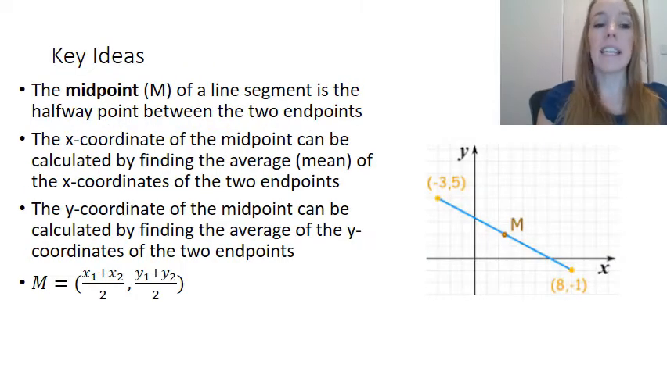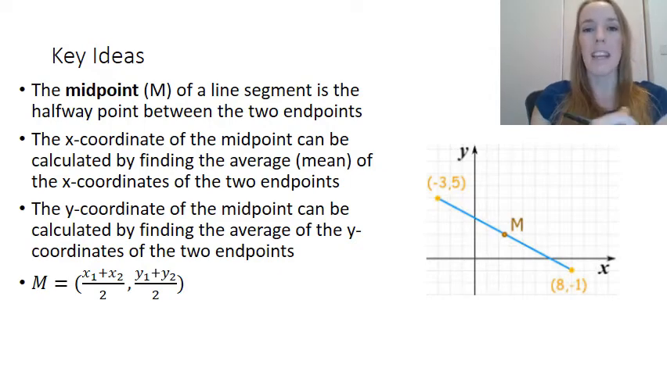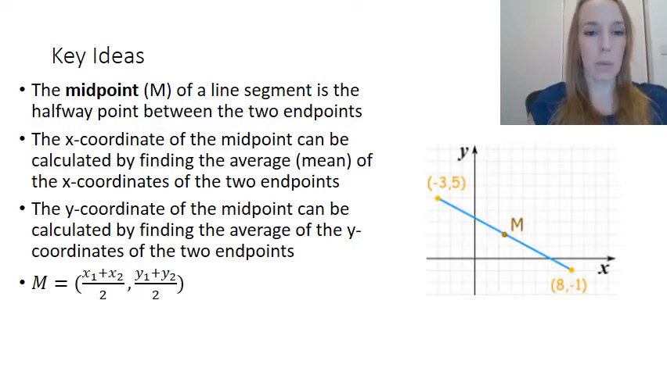Okay, so some key ideas for you. The midpoint, which we represent with a capital M. So remember, midpoint has to be a capital M because, as we've learned in other videos, gradient is the lowercase m. So capital M is midpoint. The midpoint of a line segment is the halfway point between two endpoints. So in our example here, we've got two dots. We've got (-3, 5) and (8, -1). The M, which is the midpoint, is right in the middle, which is that point there.